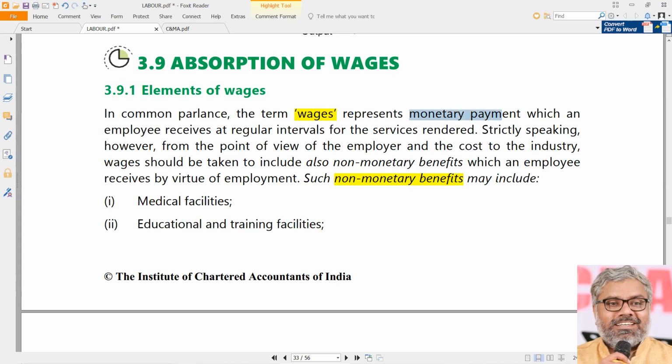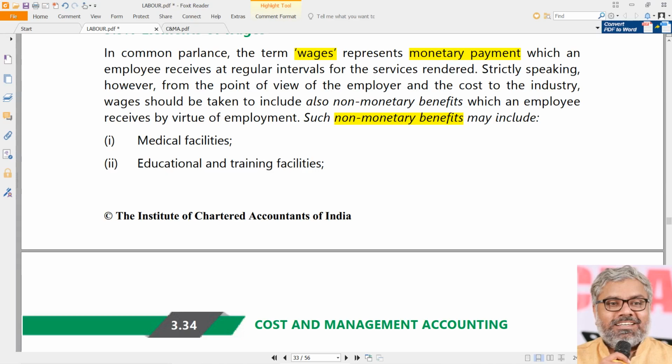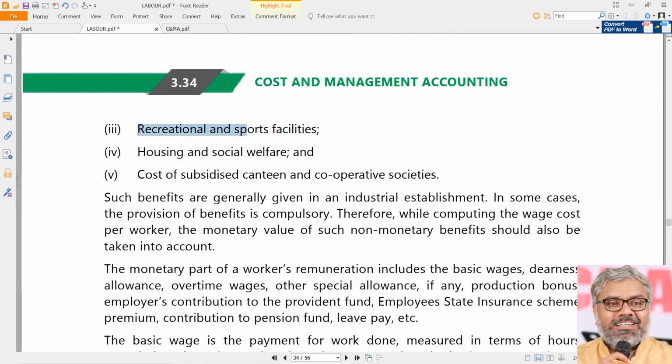Monetary payment, of course, yes. That is what we generally call wages. But in addition to the general wages, the company or organization will incur more costs towards an employee than just the monetary payments that it makes to the employees. What are those more costs which are non-monetary benefits? Like, for example, medical facilities, educational and training facilities, recreational facilities, sports facilities.